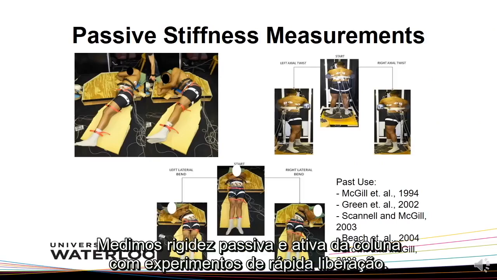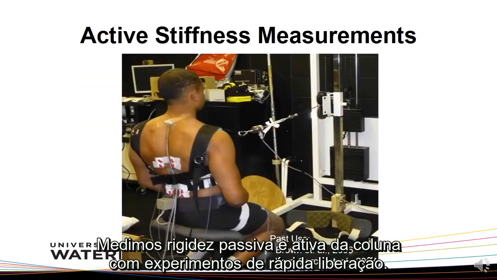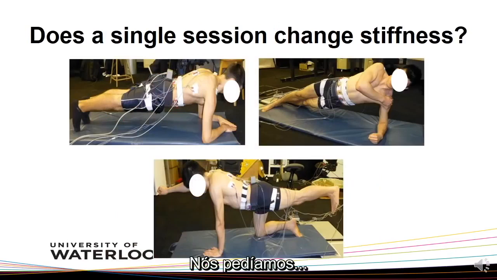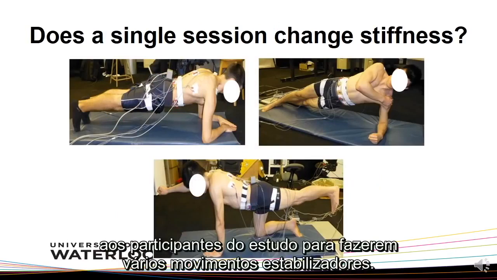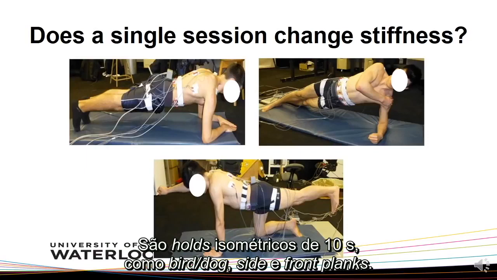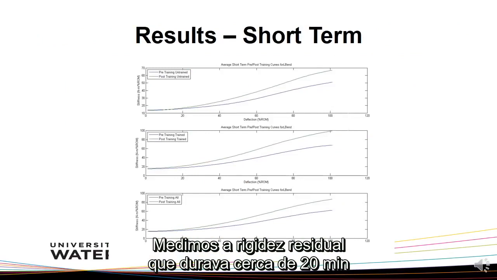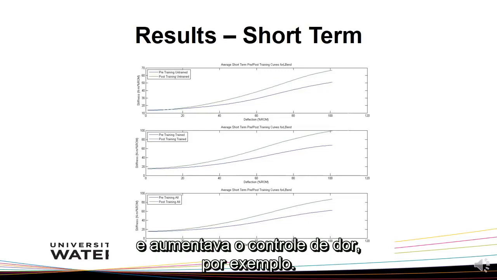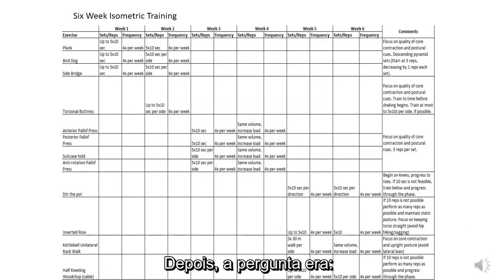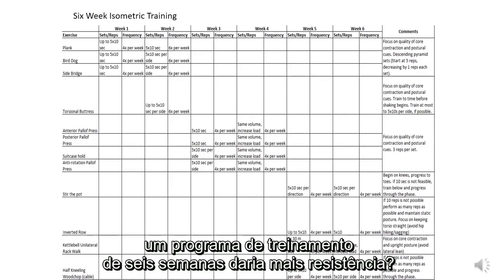We would measure passive stiffness of the spine and an active stiffness as well through quick release experiments. And then we would allow the subjects in the study to do various stabilizing moves. So these are 10-second isometric holds of things like bird dogs and side planks and front planks. And we would measure a residual stiffness that would last for about 20 minutes and increase their pain control, for example. Then the question was, would a 6-week training program give them any resilience?